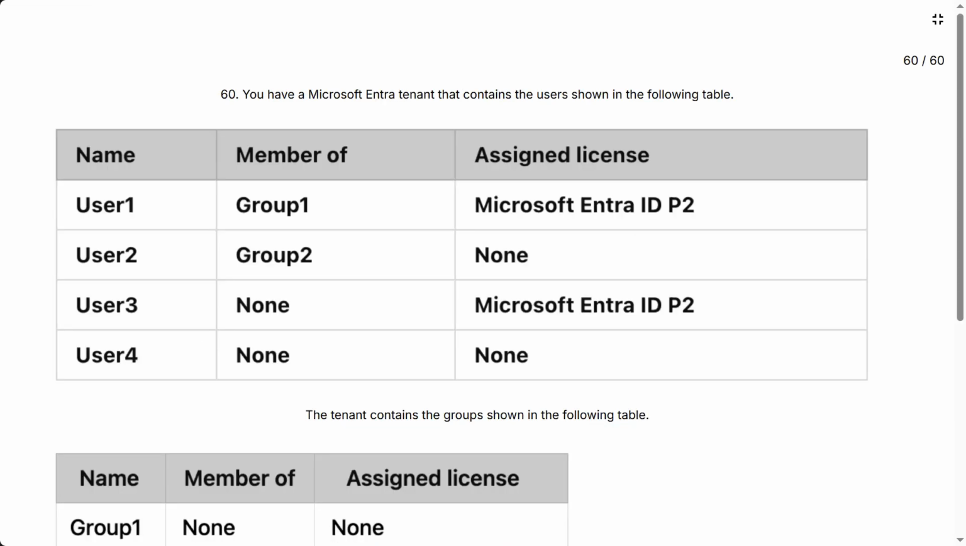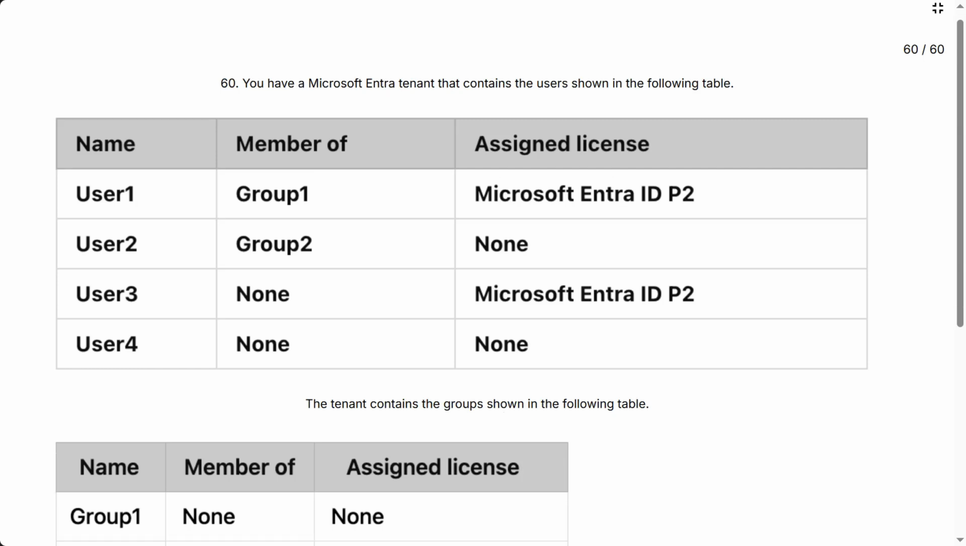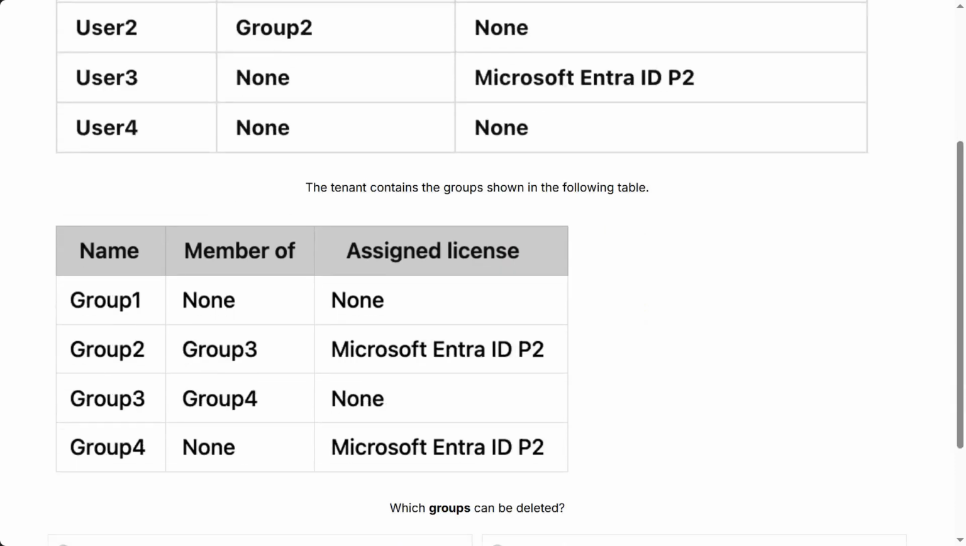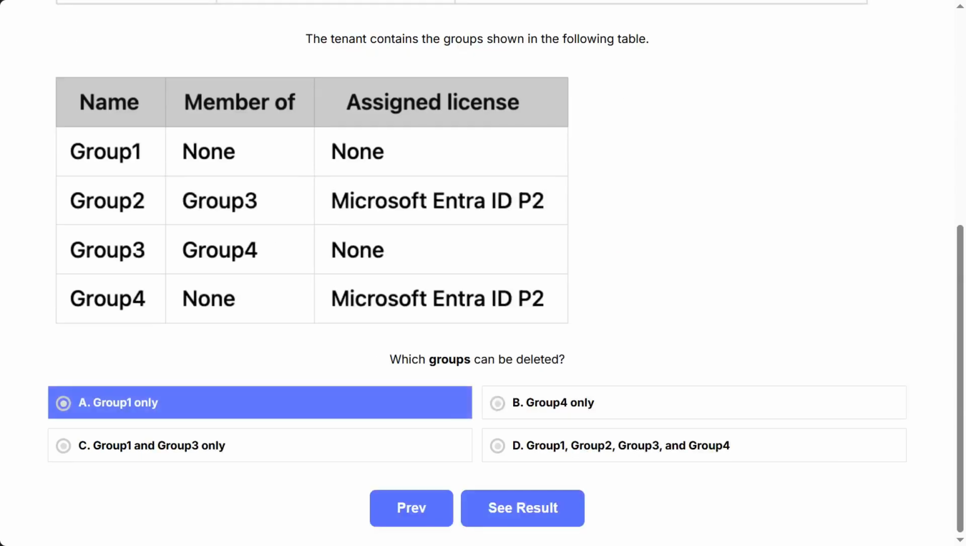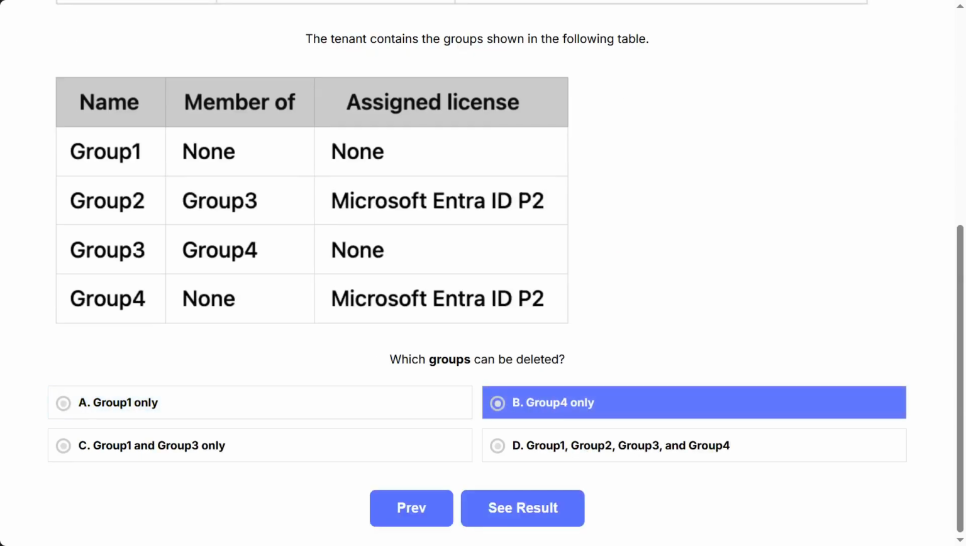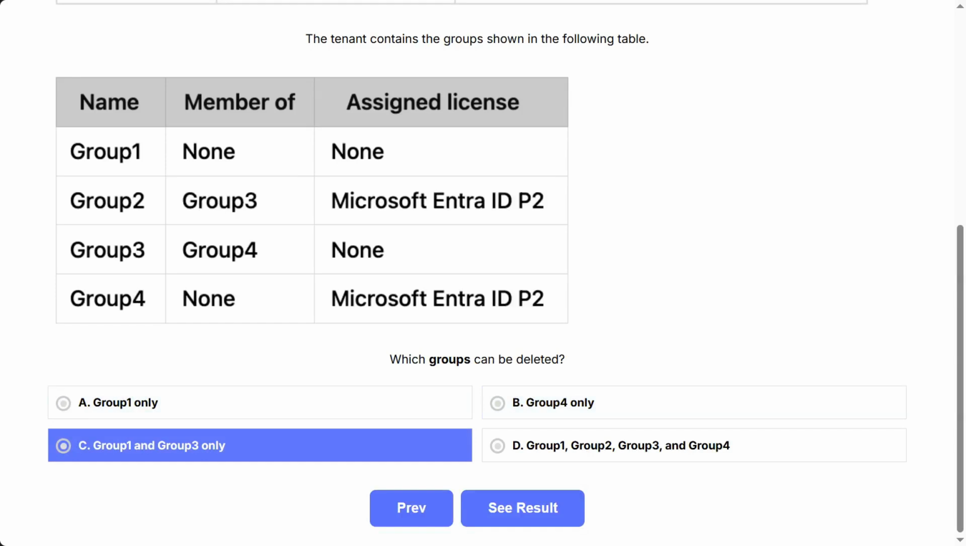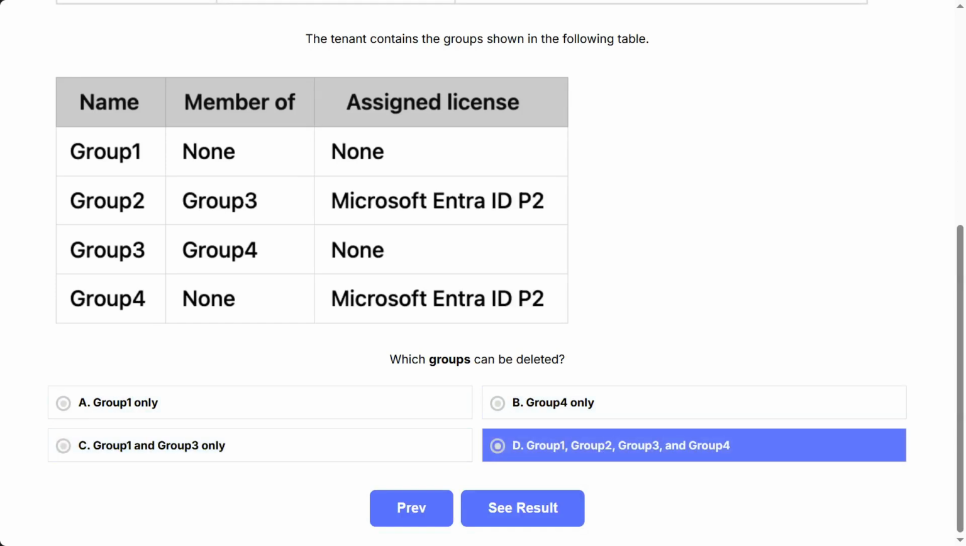Question 60. You have a Microsoft Entra tenant that contains the users shown in the following table. The tenant contains the groups shown in the following table. Which groups can be deleted? The options are A, Group 1 only, B, Group 4 only, C, Group 1 and Group 3 only, D, Group 1, Group 2, Group 3, and Group 4.